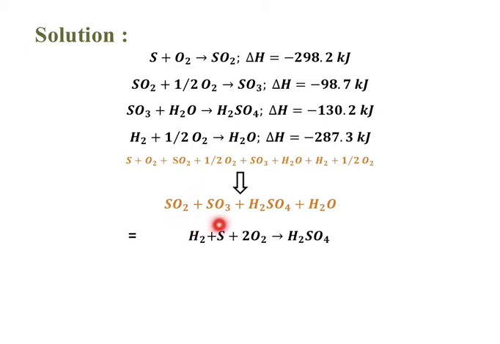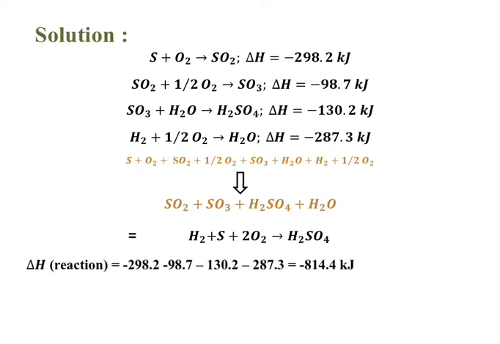For the enthalpy of formation of H2SO4, we should do the same as we did before, adding all the enthalpies to get the desired product. If we had done something different, like subtracting, it would be 1 plus 2 minus 3rd plus 4, but we didn't do anything different. So we added all the enthalpies for all the reactions. So delta H of the reaction equals the sum of all the enthalpies, that is minus 298.2 minus 98.7 minus 130.2 minus 287.3. On adding all this, we get minus 814.4 kilojoules. So the correct answer is option A.